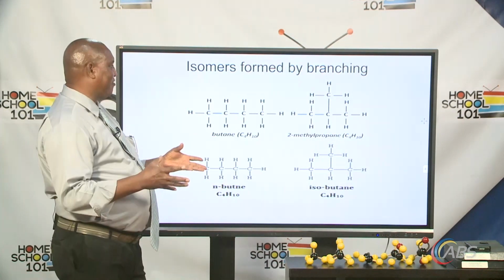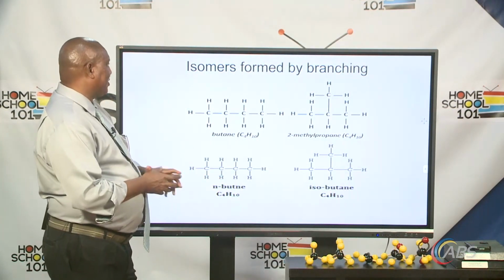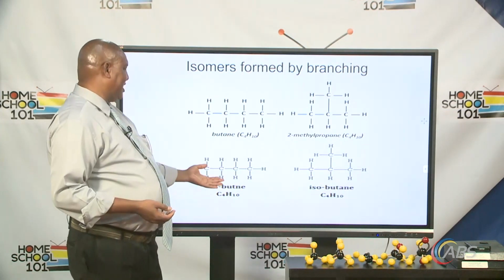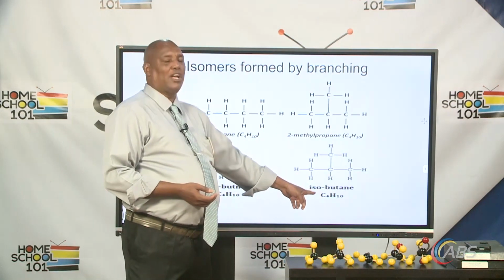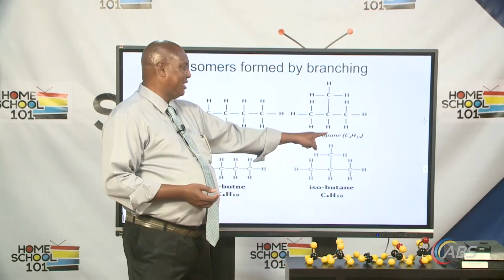we have the same molecular formula but a different structural formula. And you can see that the two structures are different. Okay? So these are isomers. We call those isomers. And we can say normal butane and isobutane. Now this is not a very popular way to name it. We prefer 2-methyl propane.